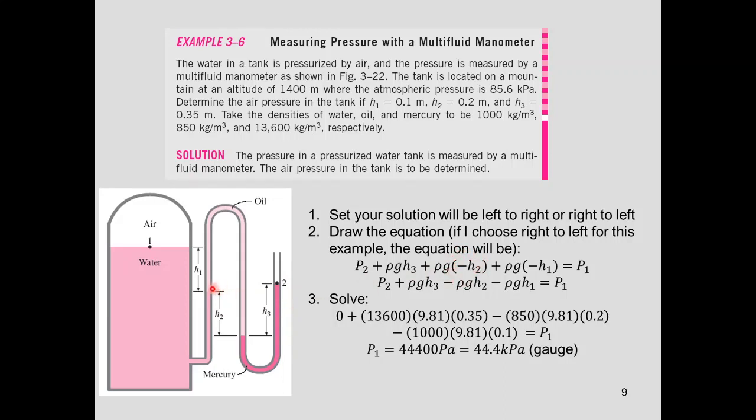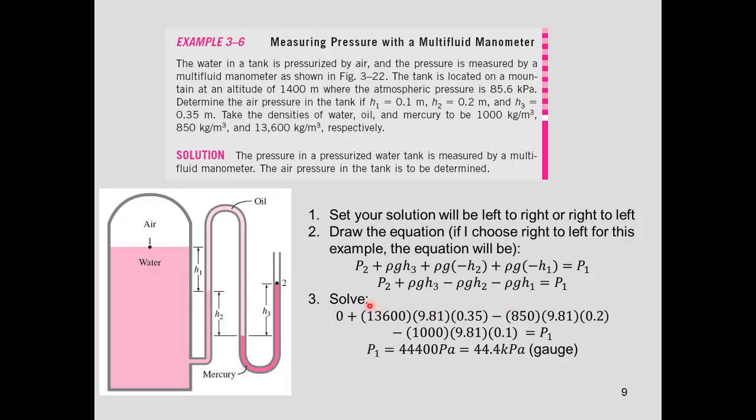After oil, the third liquid is water. Again, the second location is higher than the first location, so we still use the negative sign here. To make it easier, normally just put the negative or positive sign at the front of each part. So the equation becomes P2 plus rho g h3 minus rho g h2 minus rho g h1 equal to P1.